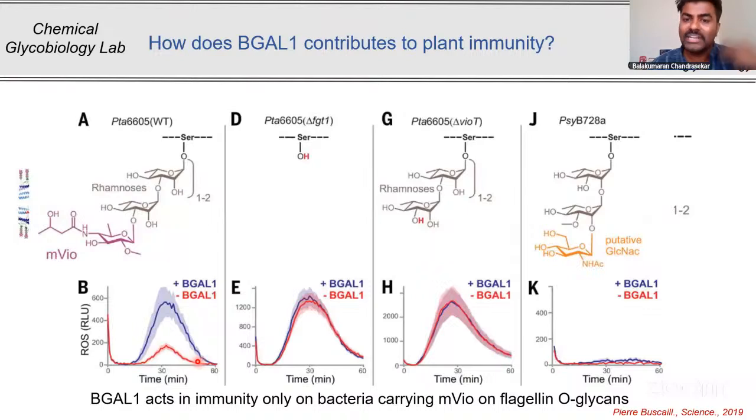Whereas when we overexpress the beta-galactosidase enzyme, this has resulted in the production of a huge amount of elicitor released from the bacterial flagellin, and we were able to see this as a huge burst over here. This is the case with the wild-type tabaci strain. Now we took advantage of mutants in the biosynthetic enzymes which are not making these particular glycans.